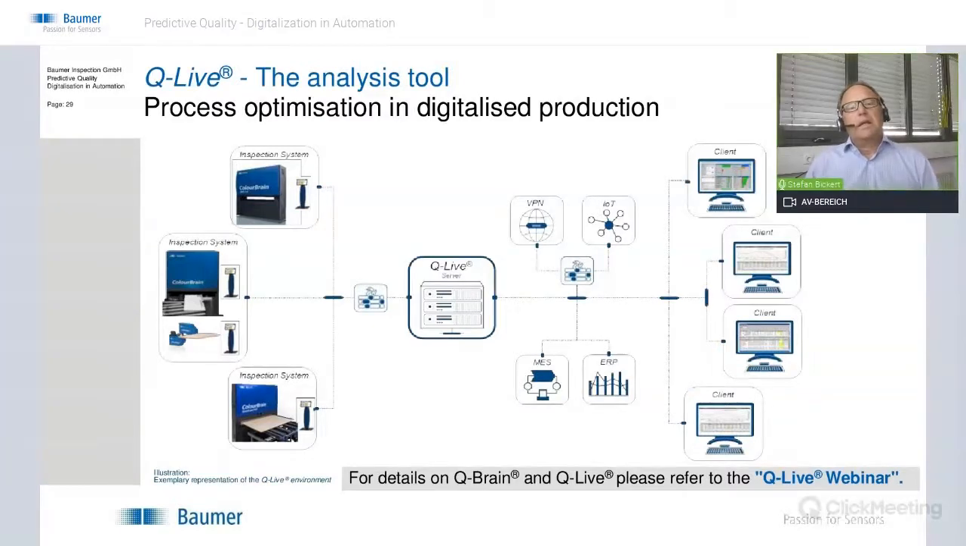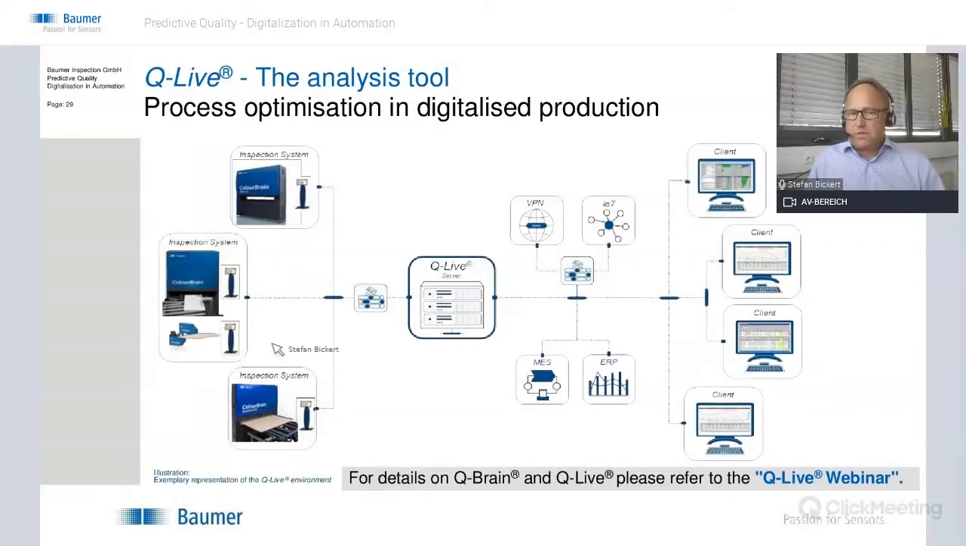We have here an analysis tool. We call it QLive. You can use it with each system, or if you have only one system, you have that tool. You can have an analysis tool to give you the right answer based on the data we generated with the scanners. You can also implement complete inspections of your line. You get the complete line information.